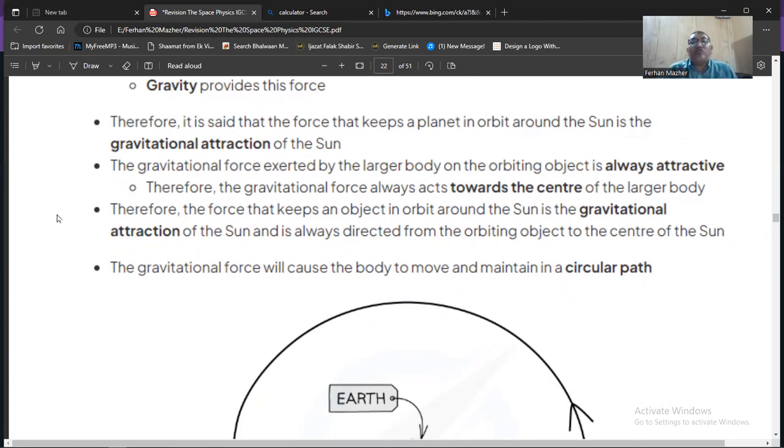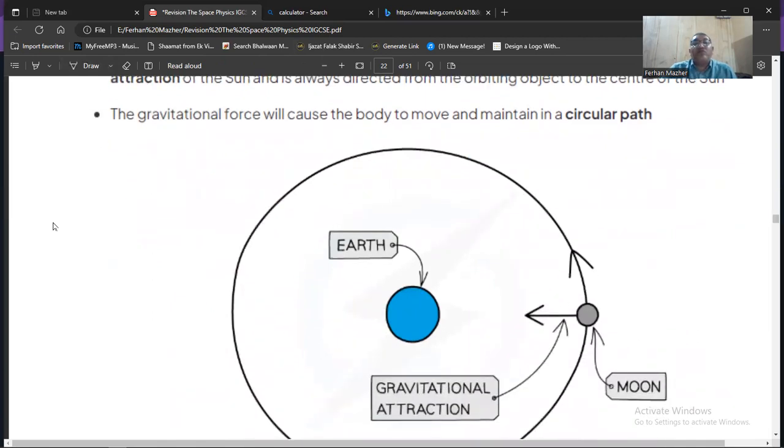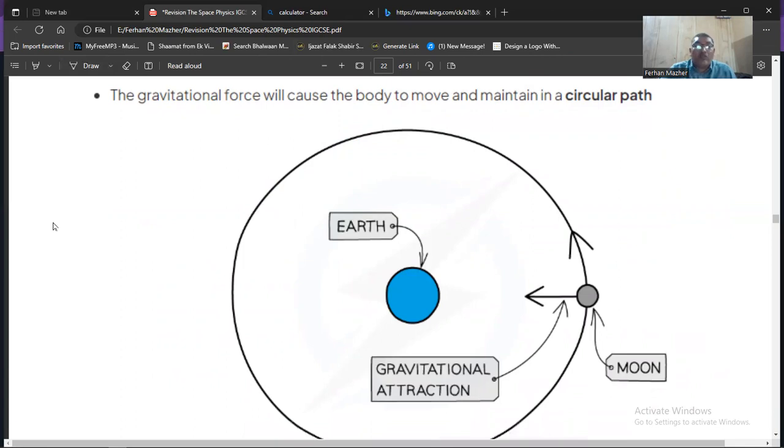The gravitational force exerted by the larger body on the orbiting object is always attractive. Therefore, the gravitational force always acts towards the center of the larger body. So the force that keeps an object in orbit around the sun is the gravitational attraction of the sun, and is always directed from the orbiting object to the center of the sun. The gravitational force will cause the body to move and maintain a circular path.